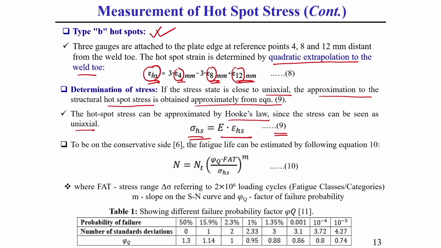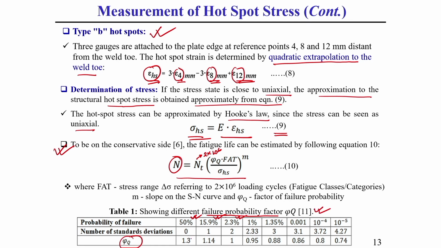Now, we have already found the hotspot stress. Then next, this third step, we need to find out the number of cycles. For finding the number of cycles, what are the things required? This standard relationship is there. This NT is generally considered as 2 into 10 to the power 6 cycles, and phi q is known as the failure probability factor. This failure probability factor value for different failure probabilities is given in table 1.